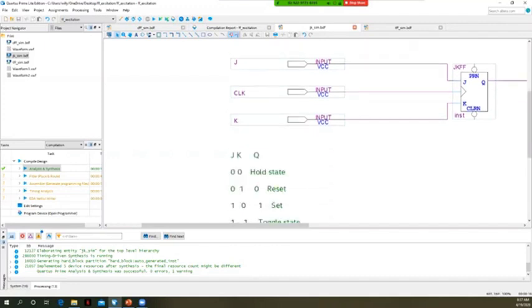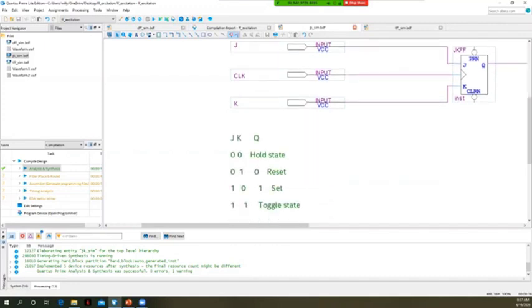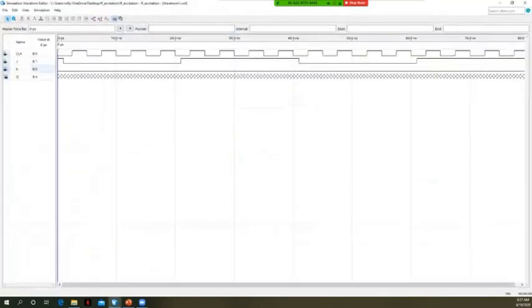For JK here, I also tried to put a reminder of how the JK flip-flop works. When JK is 0, 0, we have the hold state. Let's run the simulation. So let's open up this simulation. Let's run this first case.